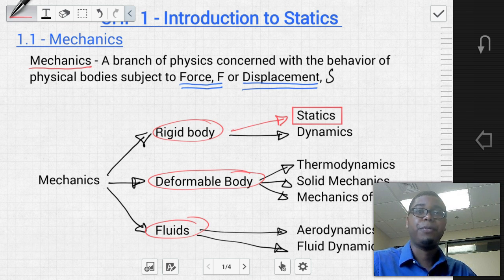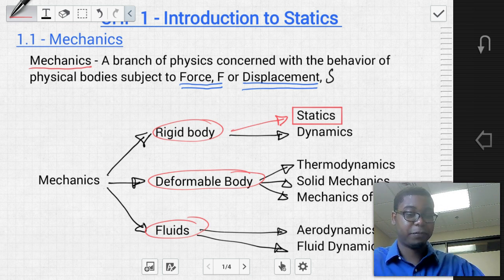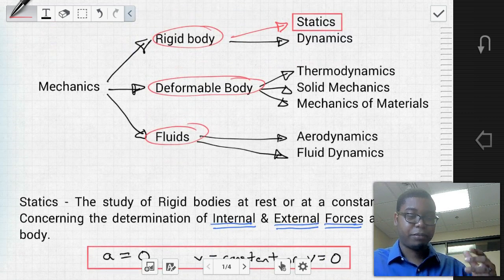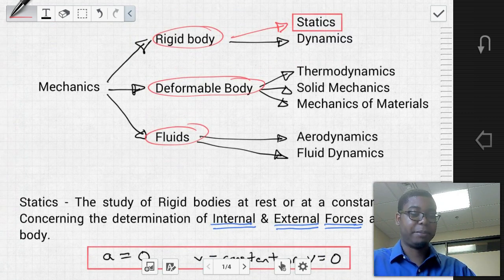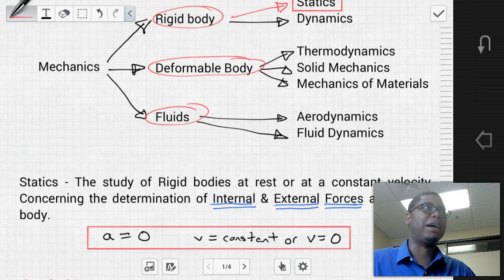Many of these courses you will be required to take along your course history here at UTEP, but we're starting here with statics. So, what is statics? What are the problems that we will try to solve in statics?